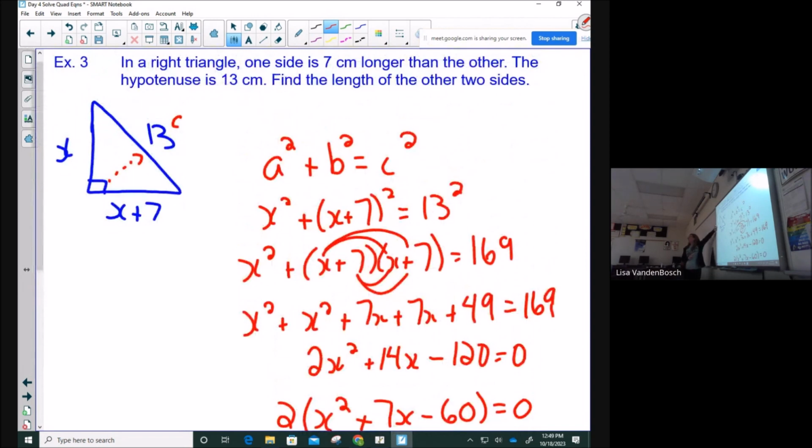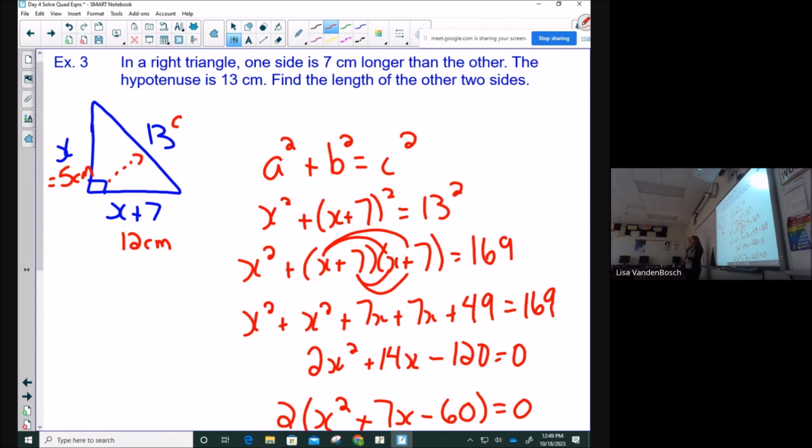So what is this side length then? This is 5 centimeters. What is this side length then? You just need to go back and answer the question. So this side length is 5 centimeters. This side length is 5 plus 7, or 12 centimeters.